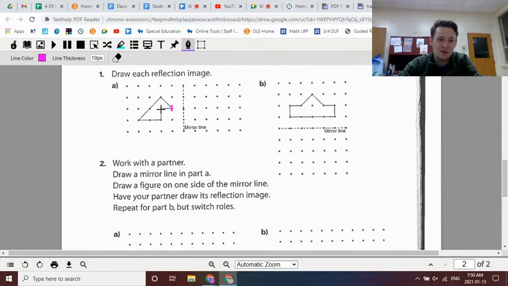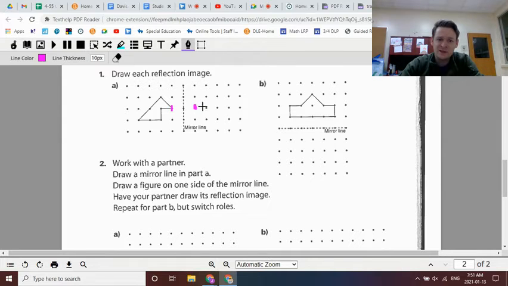What kind of shape is it? 1, 2, 3, 4, 5. So this is a pentagon. It's an irregular pentagon, a 5-sided shape. So we have a dot here because it is on the same line. We want that so that when it flips, it'll land on top of each other. And we also want it to be the same distance away from the mirror line. So this is 1 dot to the left, and this one is 1 dot to the right.